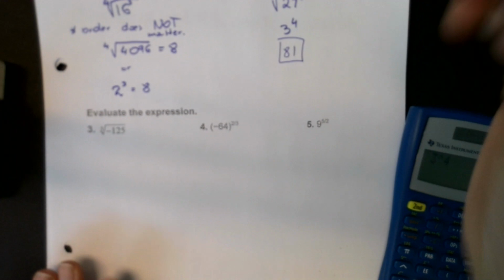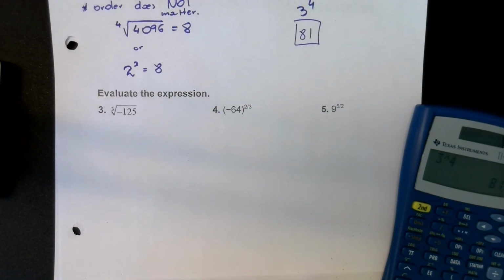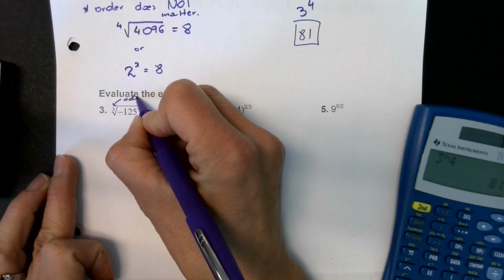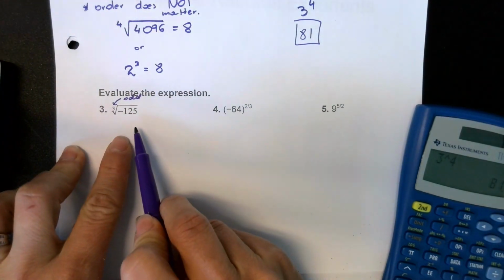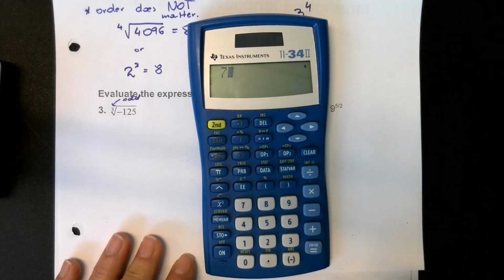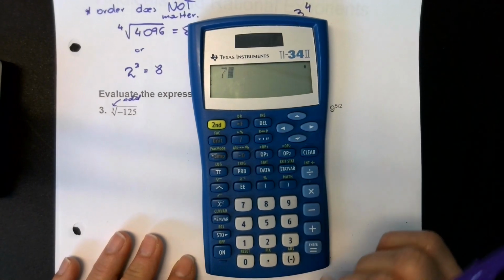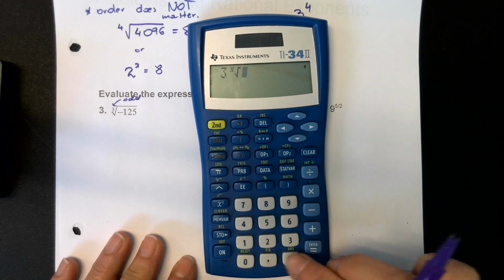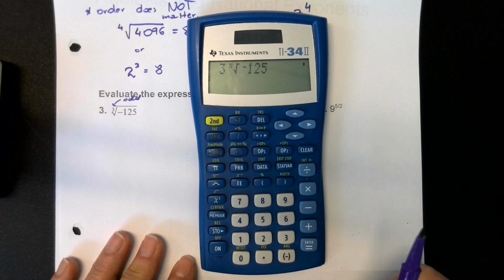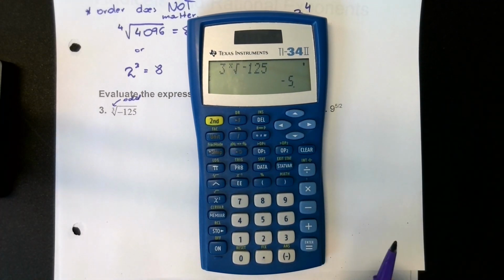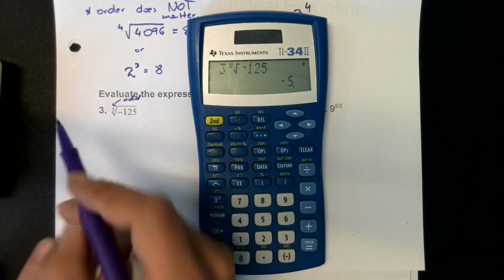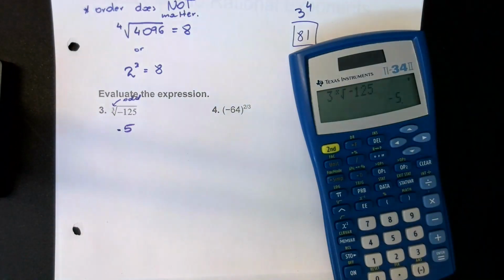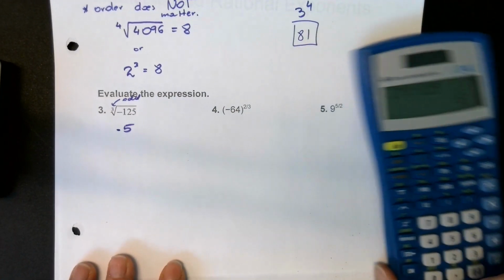All right, how about this one? So here we have, okay, we have an odd root of a negative number, so I know I can actually simplify it. So we have the cube root of negative 125. Negative 5. Did we have that earlier? Just gonna say negative 5. That's funny. And here it is.